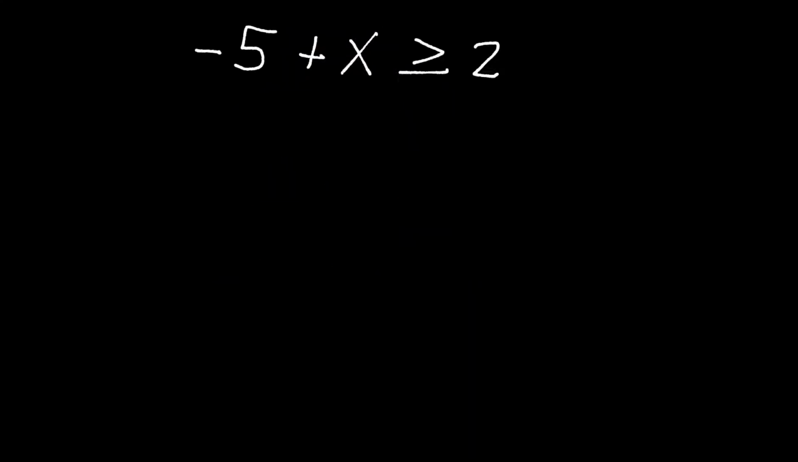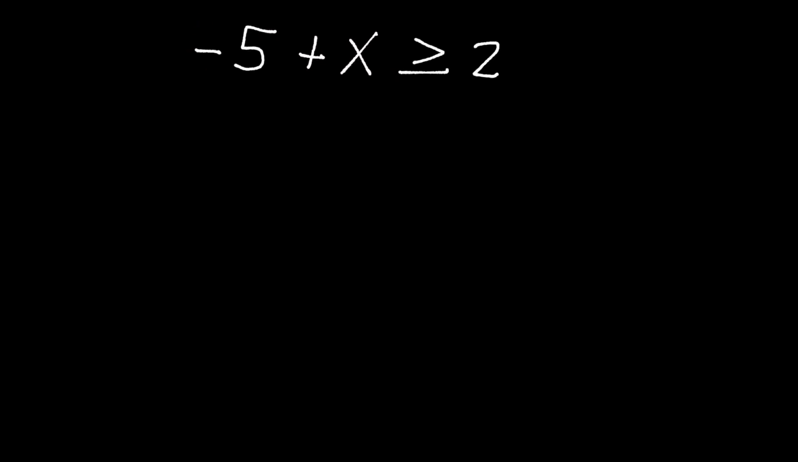Here we have the inequality negative 5 plus x is greater than or equal to 2. So we still want to get our variable isolated. We want it to be the only thing on its side. So I need to get rid of this negative 5. Now remember, we want to make this 0 so that it is gotten rid of.